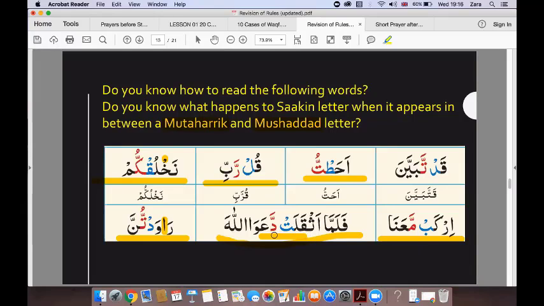أثقلت. أثقلت. So the whole sentence would be فلما أثقلت دعوا الله. فلما أثقلت أضاء الله.